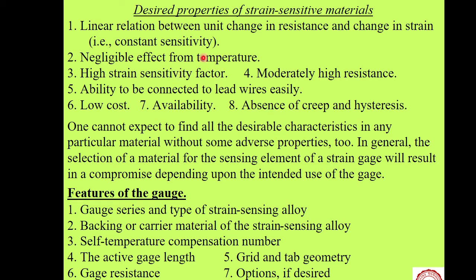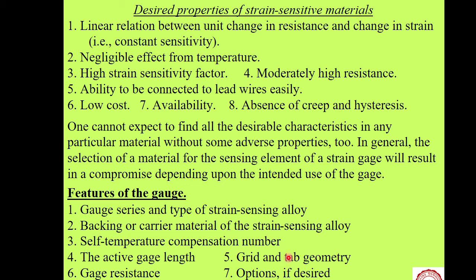So here, to obtain these required properties, what can we do at the most? There is some effect of the strain gauge material, so that is one choice. Then some other arrangements are also possible that we will see gradually. Features of the gauge: gauge series and type, that is the specification of the strain gauge, backing or carrier material, self temperature compensation number, active gauge length, grid and tab geometry, gauge resistance, options, etc.